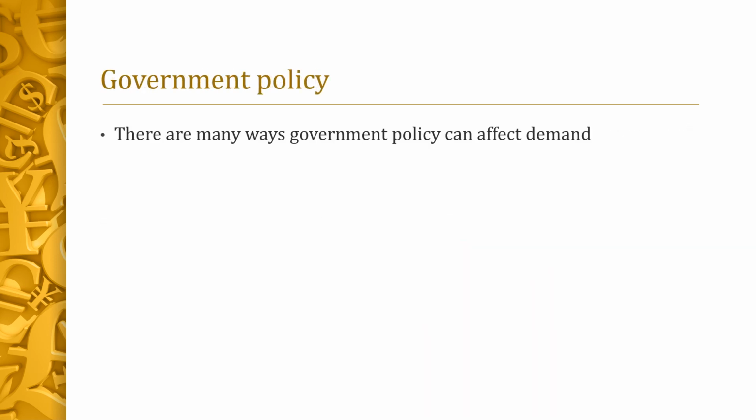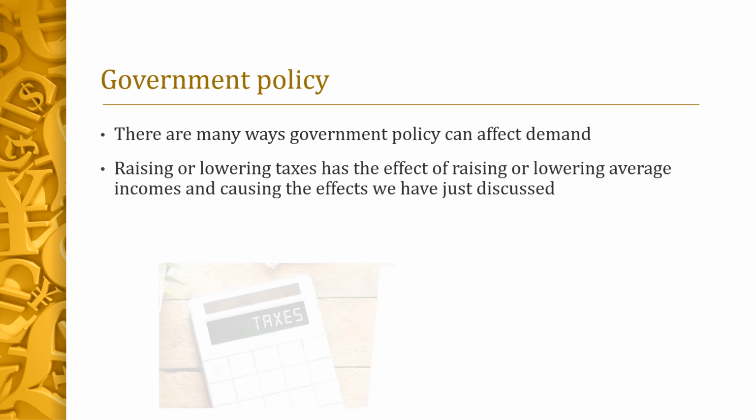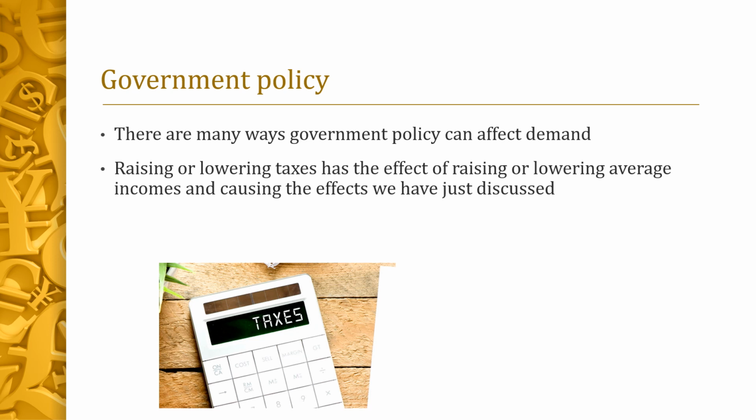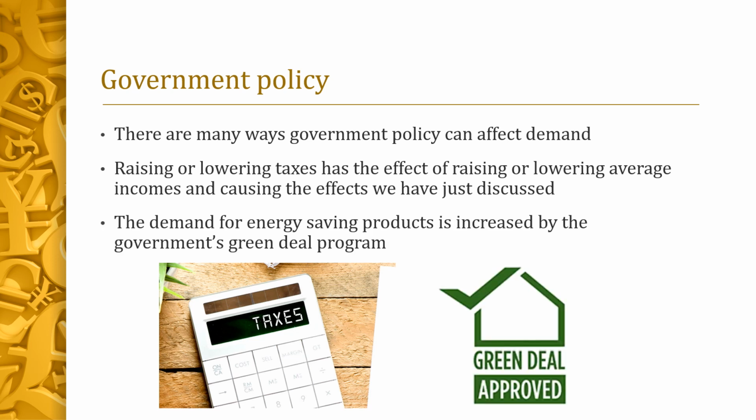There are many ways that government policy can affect demand. Raising or lowering taxes has the effect of raising or lowering average disposable incomes and causing the effects we've just discussed. The demand for energy-saving products is increased by the government's Green Deal program, which offers subsidies for green energy products. These are just two examples of the many ways in which government policy affects demand across a wide range of markets.